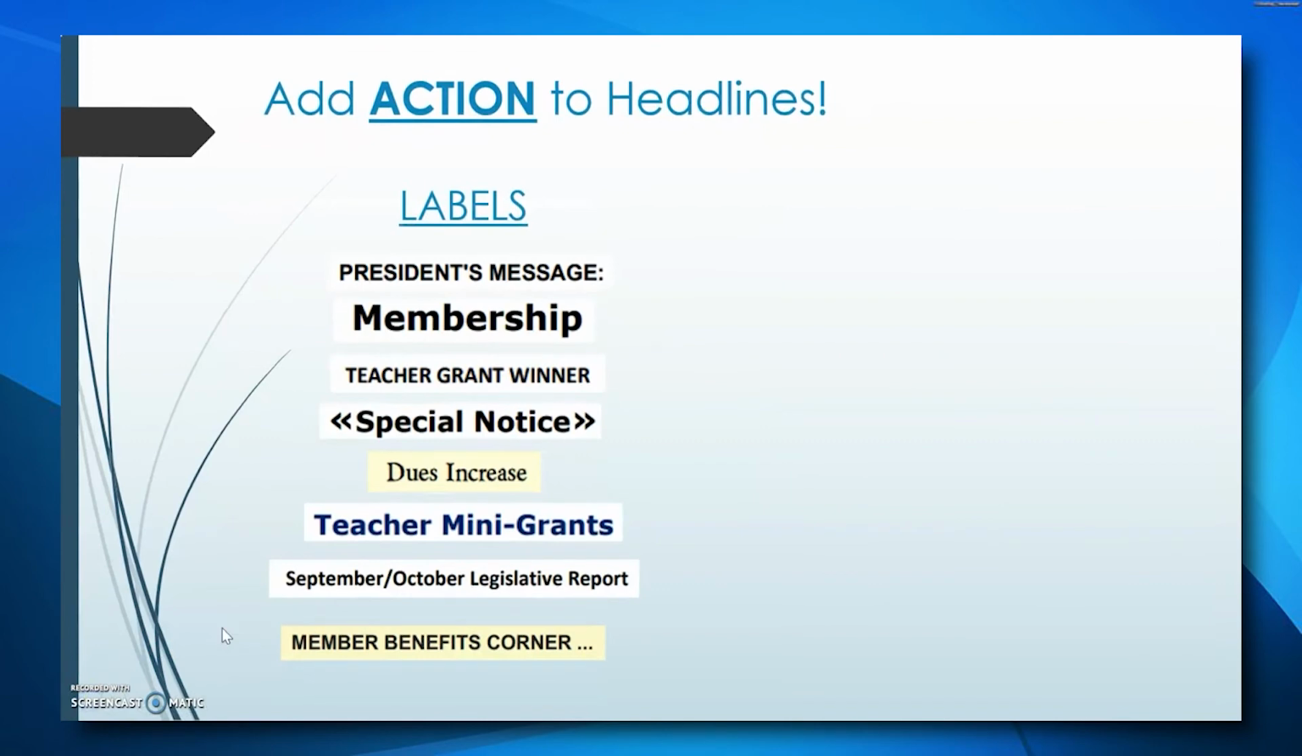And finally, let's talk about headlines. Not labels, but headlines. There is a difference. Many newsletters simply use labels, like the ones here on the left, to identify the content of each article or block of text that they have in their newsletter. Now, contrast these labels with these action-oriented headlines.